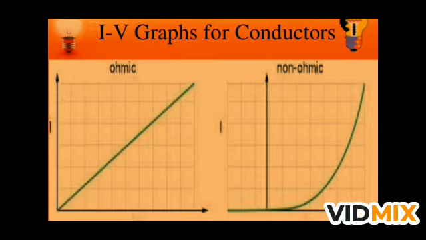So this is the point of how we can distinguish between ohmic and non-ohmic conductor. It is an important question also: how can you distinguish between ohmic and non-ohmic conductor? So you can write that when the graph between I and V is drawn, if we get a straight line, those conductors are ohmic conductors, and those in which we do not get a straight line are non-ohmic conductors.